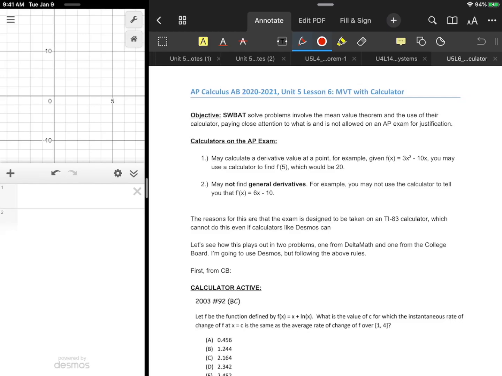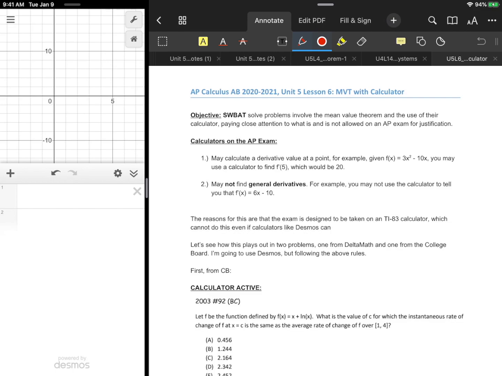All right, here we go, Unit 5, Lesson 6. We're going to be continuing our work with the mean value theorem, and we're going to focus in today on using your calculator to solve AP-style multiple choice and free response questions where you do have access to a calculator and sometimes are required to use one.